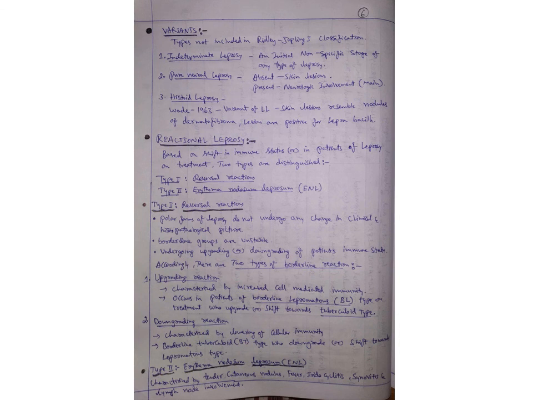Then type 2, erythema nodosum leprosum, ENL, is characterized by tender cutaneous nodules, fever, iridocyclitis, synovitis and lymph node involvement. So this is about the two types of reactional leprosy: type 1 reversal reactions, type 2 erythema nodosum leprosum.